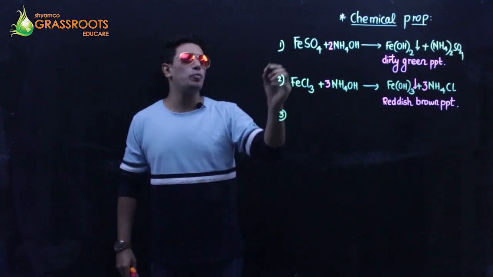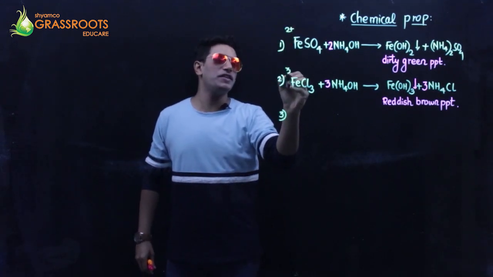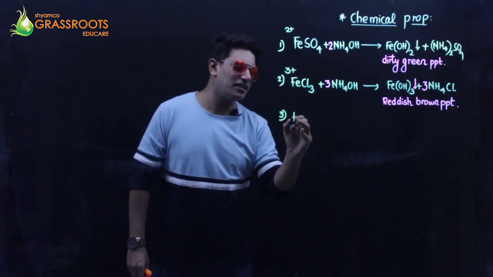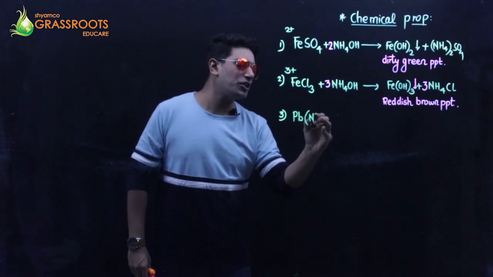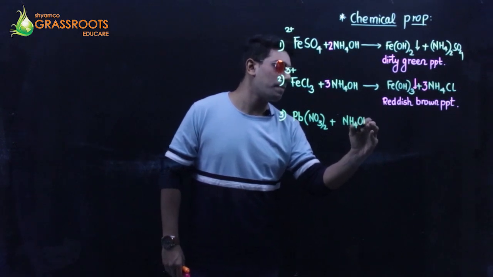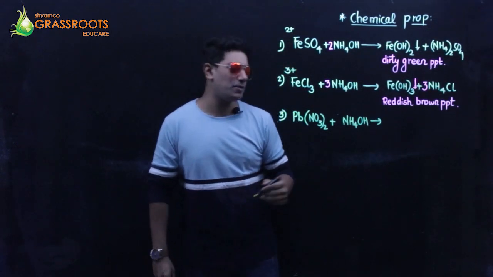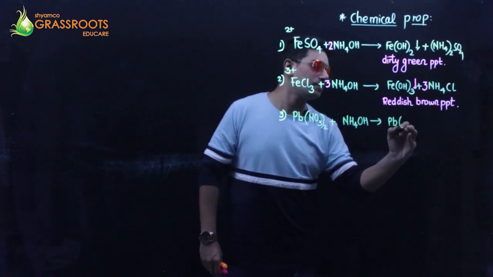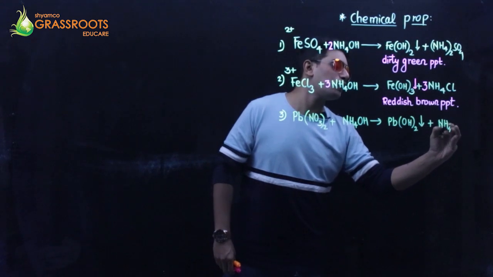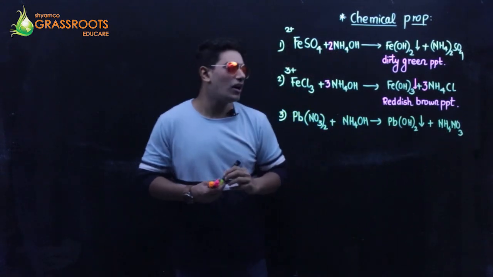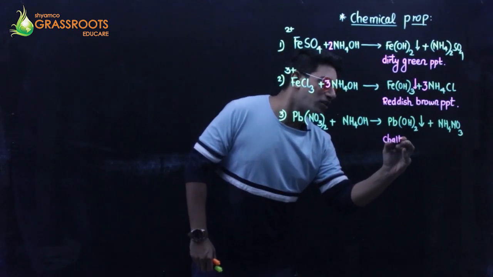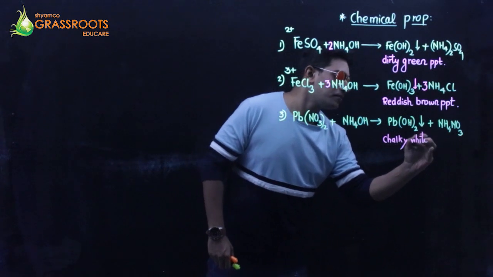The third reaction. We spoke about Fe2+ salt. We spoke about Fe3+ salt. Let's speak about lead. Yes, lead nitrate. Let's take something different. Pb(NO3)2 reacts with aqueous ammonia NH4OH, giving me a chalky white precipitate of lead hydroxide plus ammonium nitrate NH4NO3. Again, to balance it, the color is chalky, a chalk colored white PPT.